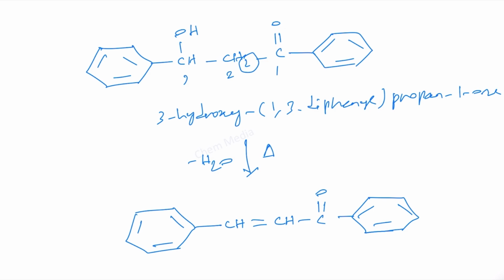Without considering geometrical isomerism, if we have to write a name for this, then we can call it 1,3 diphenyl prop-2-en-1-one.